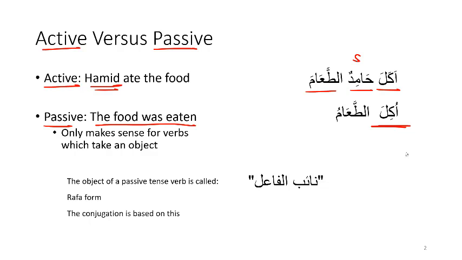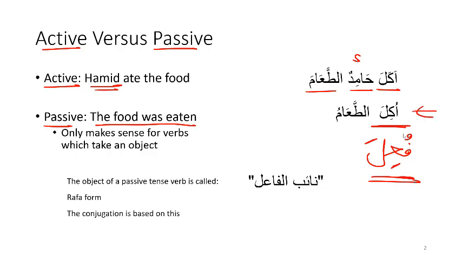Notice that this takes the form fu'ila. So the first letter, which is the fa letter, takes a dhamma or a pesh. The second letter, which is the ain letter, takes a kasra or zair. And the third letter, which is the lam letter, will take a fatha or a zabar. So this is the form of the passive tense, fu'ila. So ukila. If the active verb is daraba, the passive is going to be duriba. And we'll see examples of this.